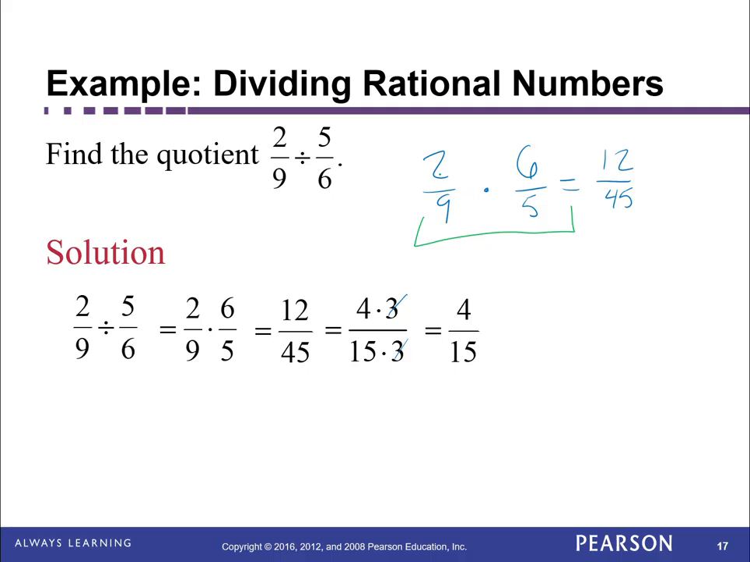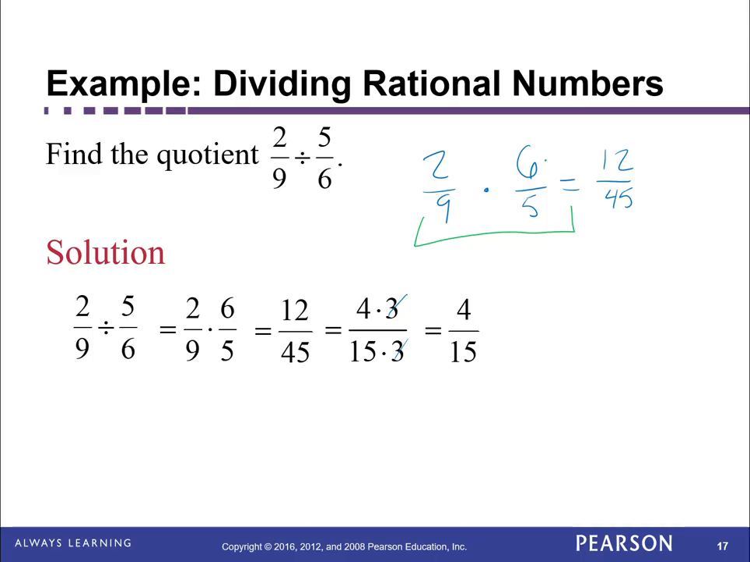I like to look and say, well, can 2 be simplified into 9 or 5? No, it can't. Can 6 be simplified into 9 or 5 though? Yes, 6 can. 6 and 9 have a common factor of 3. So I could technically just cancel a 3 out of both of them. If I were to cancel a 3 out of both of them, then essentially what would happen is 6 divided by 3 would become a 2, and 9 divided by 3 would become a 3.